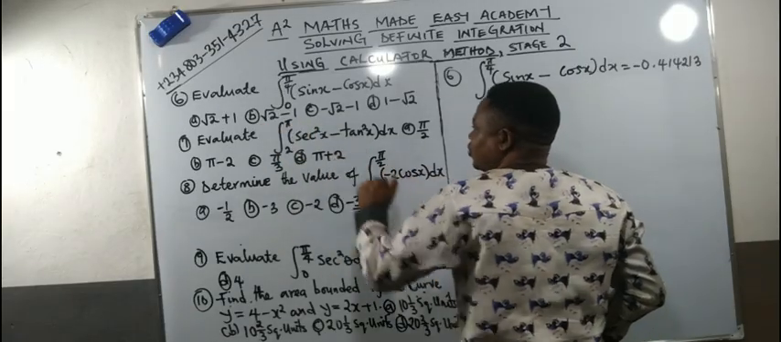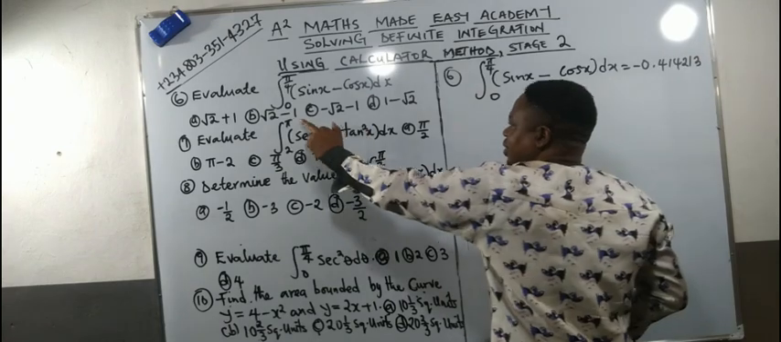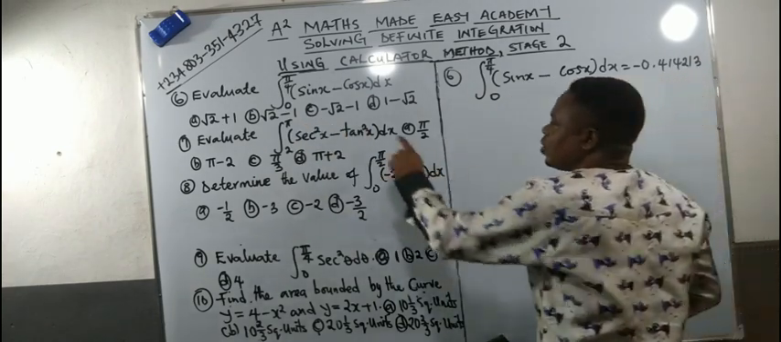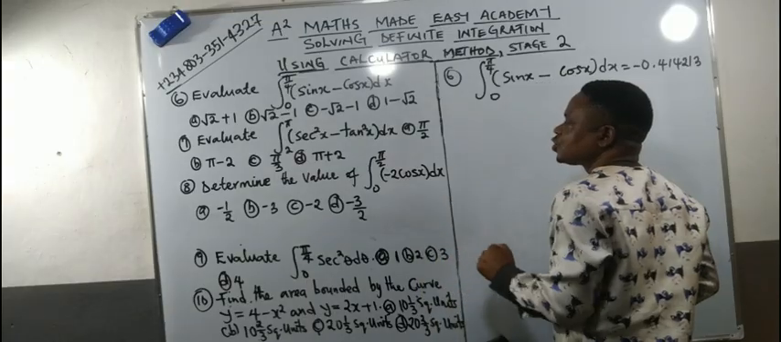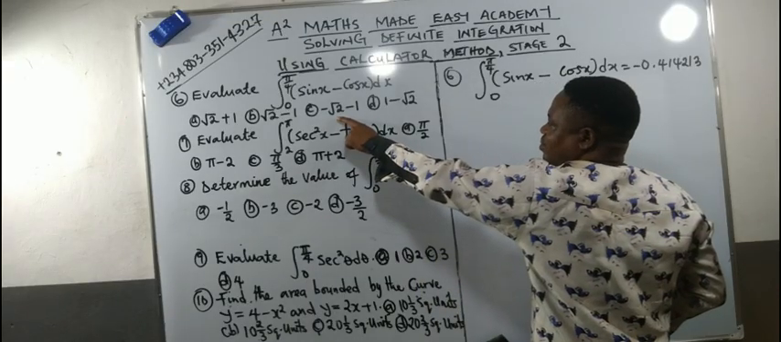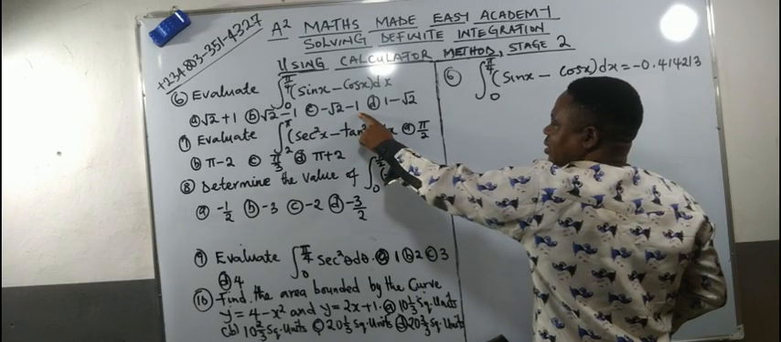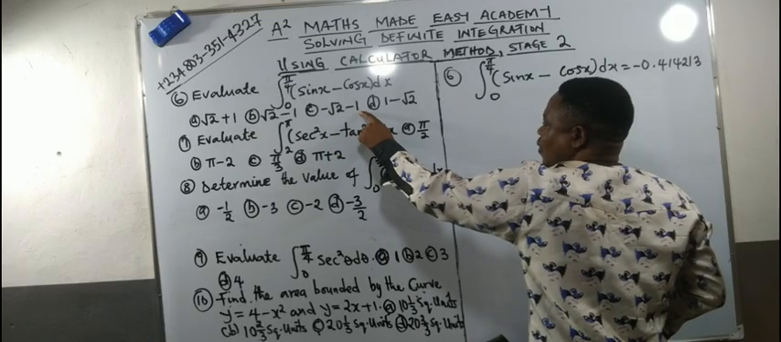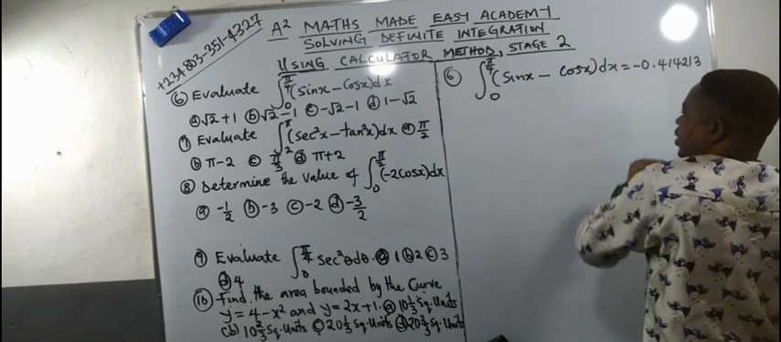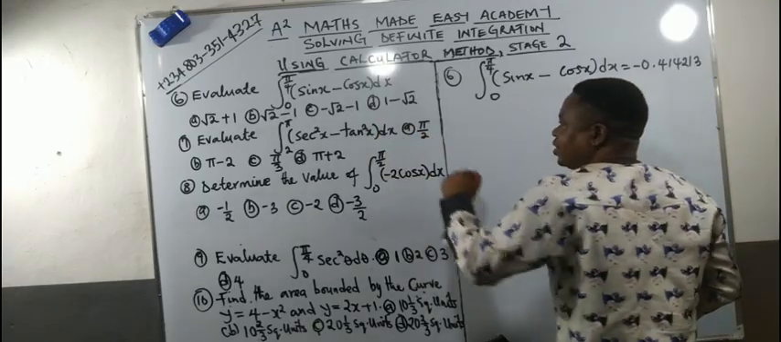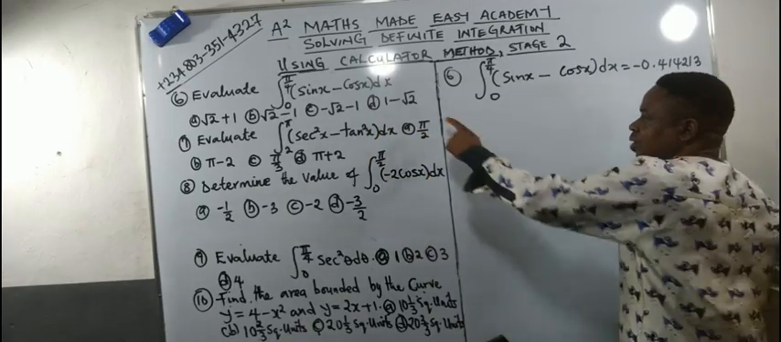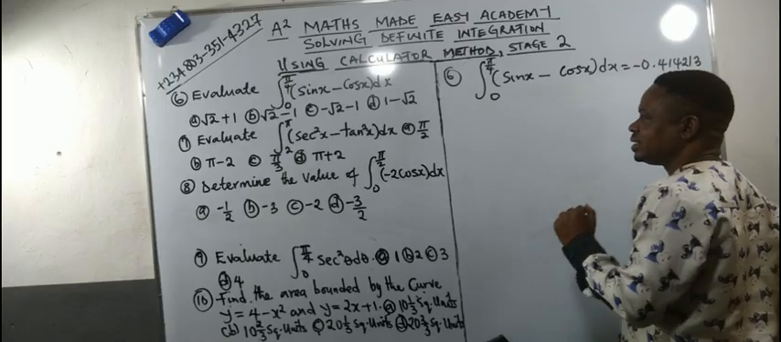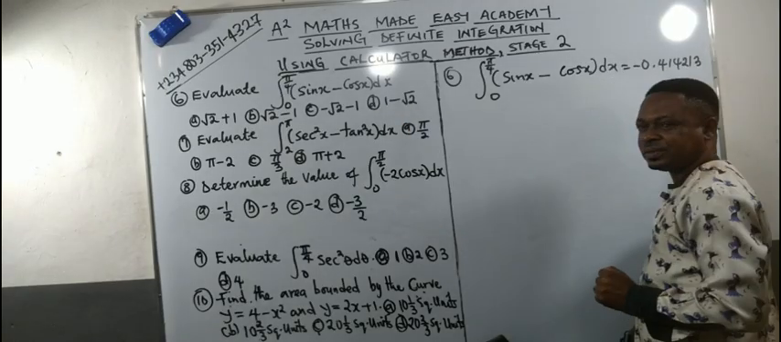Then I'll move to option B. Square root of 2 is 1.41. If you subtract 1, it can never give you a negative. Then I'll move to option C. Square root of 2 is 1.41; minus 1.41 minus 1 will give you minus 2 point something. So it can never be option C. Then the correct option, which I may conclude, is option D.